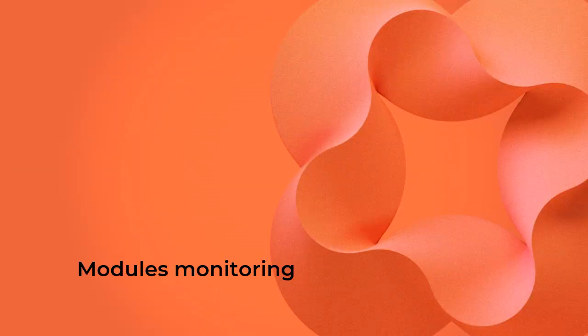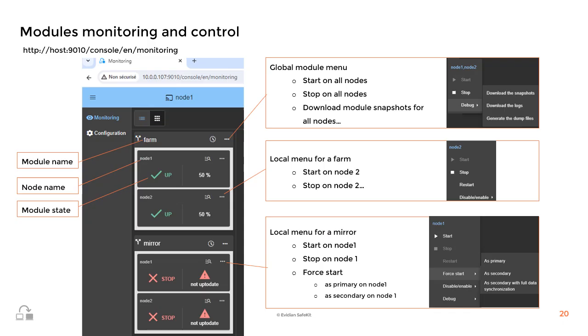Let's now examine the monitoring of modules. The figure shows the monitoring of two modules that have been deployed on the cluster, the Farm module and the Mirror module. As you can see, the Farm module has been started on Node 1 and Node 2, while the Mirror module has not been started. On the right side, you can see the different menus that control a module.